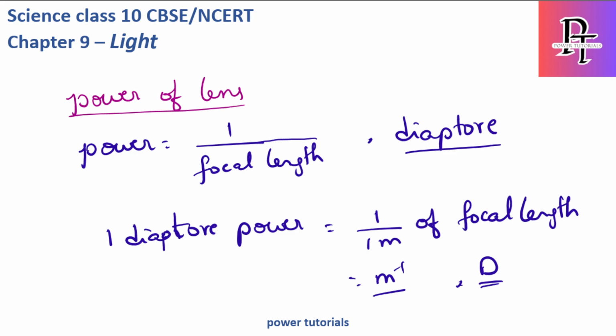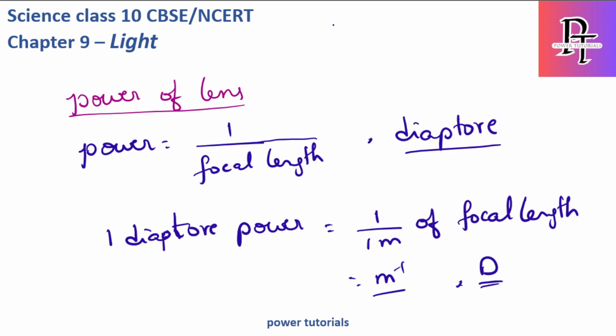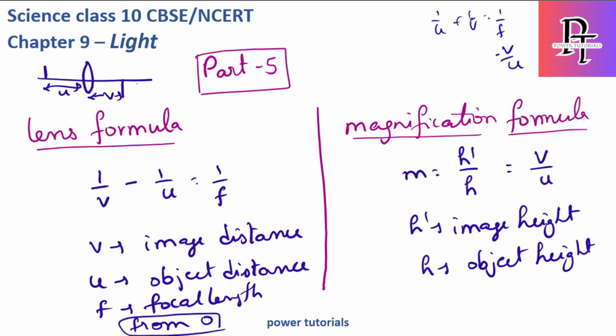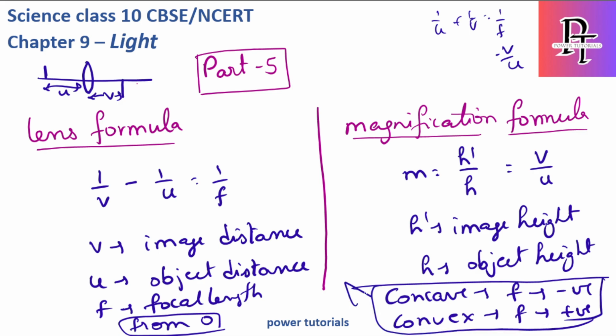Now let's start with example questions. Before that, one more thing you have to remember. For concave, focal length is always considered negative, and for convex, focal length is considered positive. This is very important. It is the same for mirrors as well: for mirrors concave is negative, and for lenses also concave is negative; for mirrors convex is positive, and here also convex is positive. If you remember one, the same applies for both.